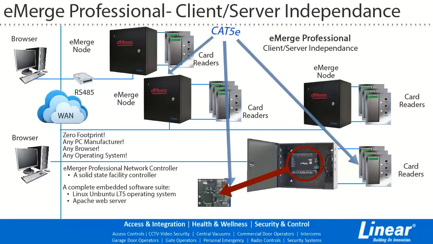Every one of the nodes maintains a copy of the database itself, up to 20,000 cardholders in every single one of those nodes. In the event of a network connectivity failure, unlike the sort of client-dependent model in the previous slide, it still maintains a full copy of the database, access levels, and all of the time specs that we have in our solution. That means that it will still continue to grant access, even in the event of a network connectivity failure. This is one of the many reasons that the eMerge Professional might be the right solution for your next installation.